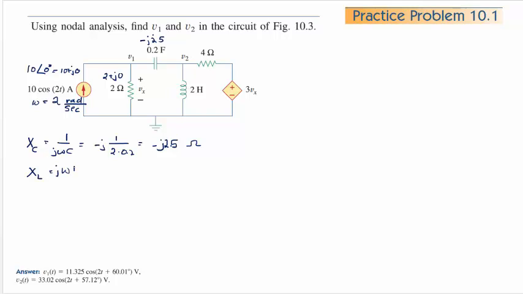And then similarly down here for the other capacitor, this is minus j 2.5, and X_L equals j omega L, which is j times 2 times 2, which is j 4 ohms. And this is still 4 ohms, and this is a dependent voltage source, 3Vx, which depends on this voltage that's right here, but what is that voltage right there? It's actually V1, so the source is 3V1, because Vx is the same as V1.